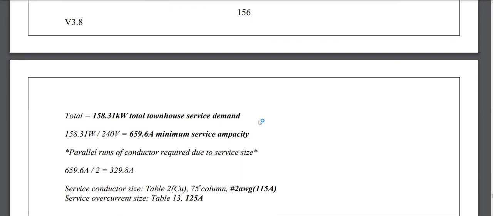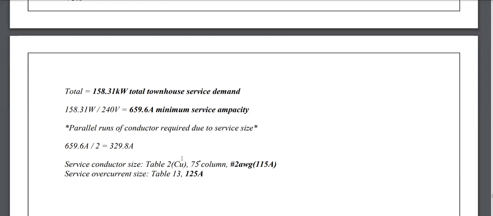service demand. And if we take this and divide it by 240, we end up with 659.6 amps minimum service conductors. Now, for this particular example, I'm just choosing to go parallel. There could have been a few different other options. I suppose we could have done single conductors or something like that.